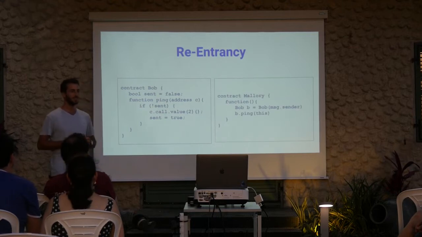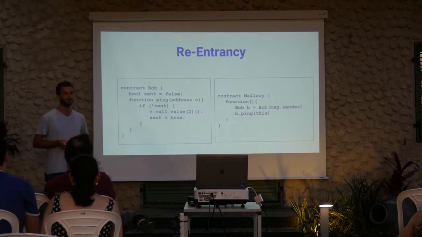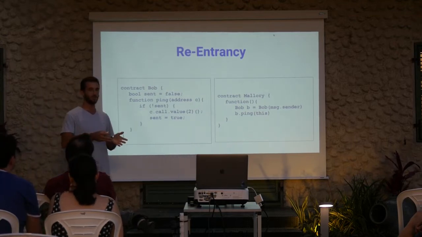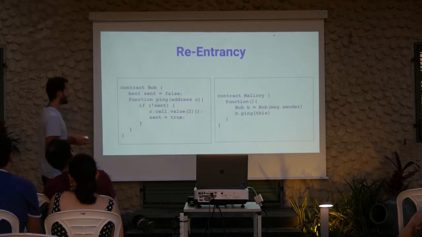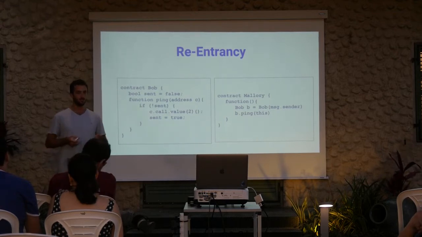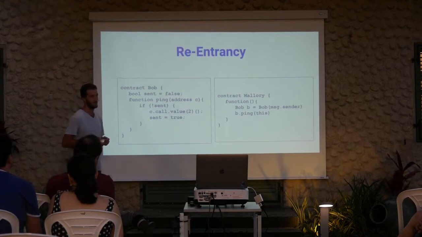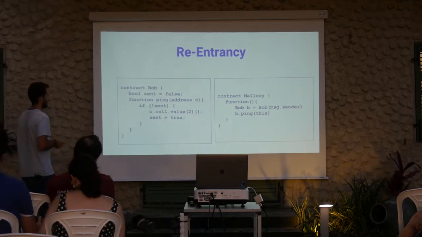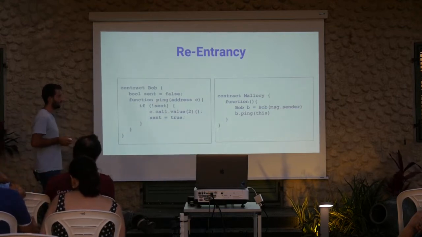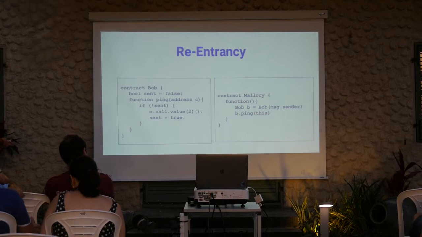Let's see. We can deploy a contract, Mallory, which has a default function. A default function is a function that has no name and no arguments. This default function will declare an instance of kind Bob and call Bob's ping function. So let's see what is the problem here. I am the owner of Mallory, and I want to exploit the contract Bob. What do you think that I should do?